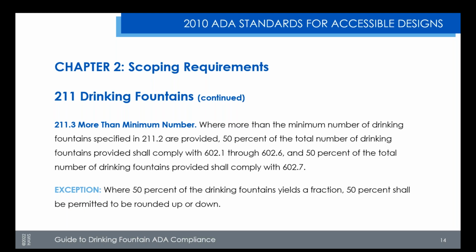The exception to this rule is where the number of fountains yields a fraction. Okay, so in another example, if you had 7 fountains, you had to have 7 fountains on site.